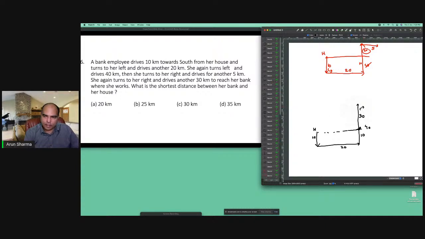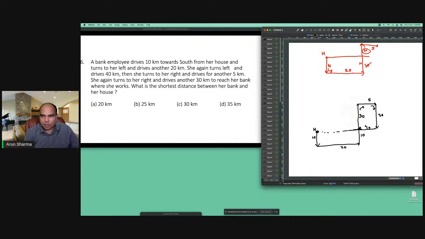So here she'll turn right. If you're going north and you turn right, you're going east. You drive 5 kilometers, and then she again turns right. If you're going east and you turn right, you're going south, and you drive 30 kilometers. So essentially what has happened is she's come back to this horizontal line where the house was.